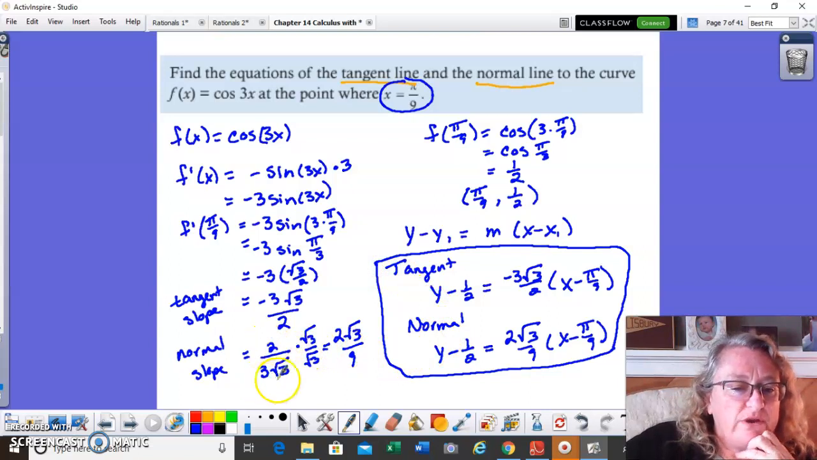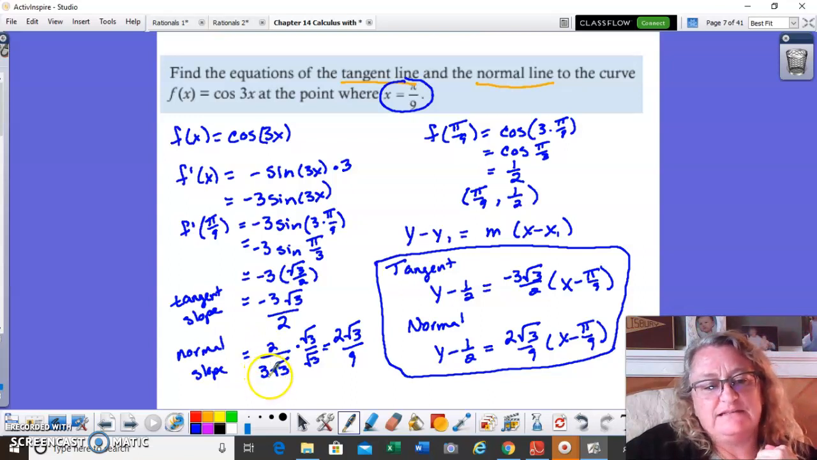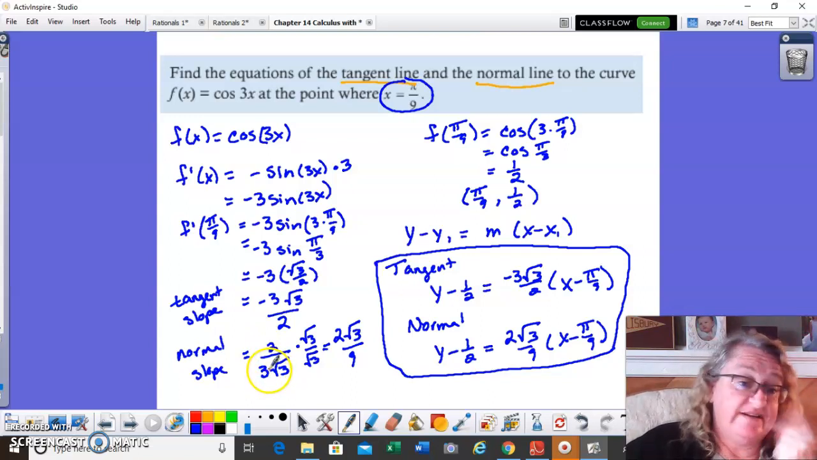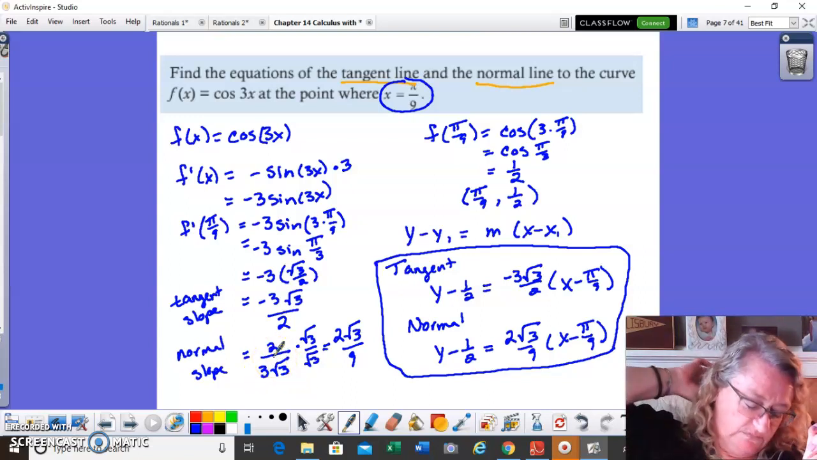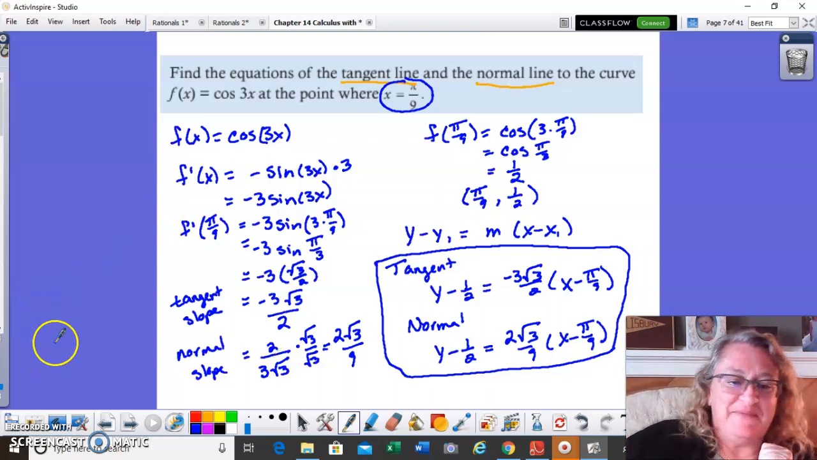You could have, I think IB will accept if you leave this as 2 over 3 square root of 3, but other mathematicians will think you've lost your mind. IB doesn't judge you on whether you rationalize or not, but the rest of the field of math does. So just keep that in mind.